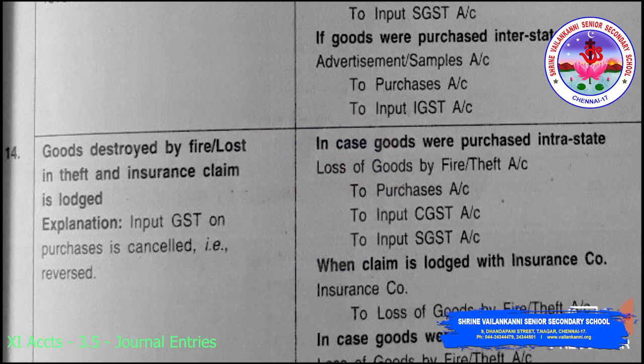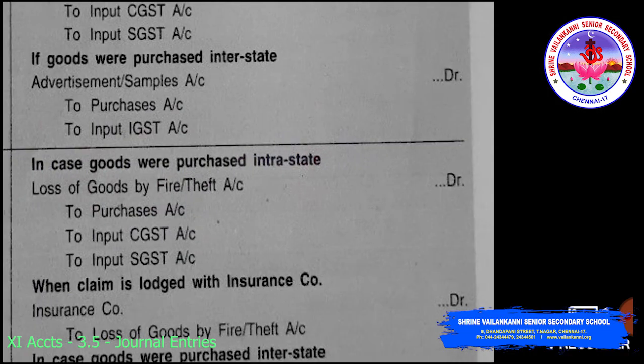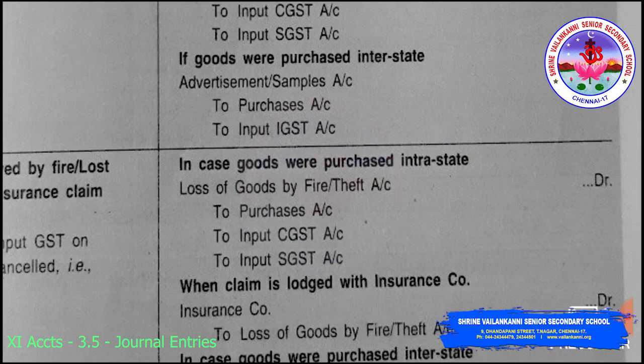Goods destroyed by fire, lost in theft, and insurance claim is lodged. In case goods are purchased, then when you are losing those goods either by fire, which is an accident, or by theft, what is the normal journal entry? Loss of goods by fire or theft account debit to purchases account. You have to include input CGST and input SGST, because you would have got that input CGST and input SGST account.